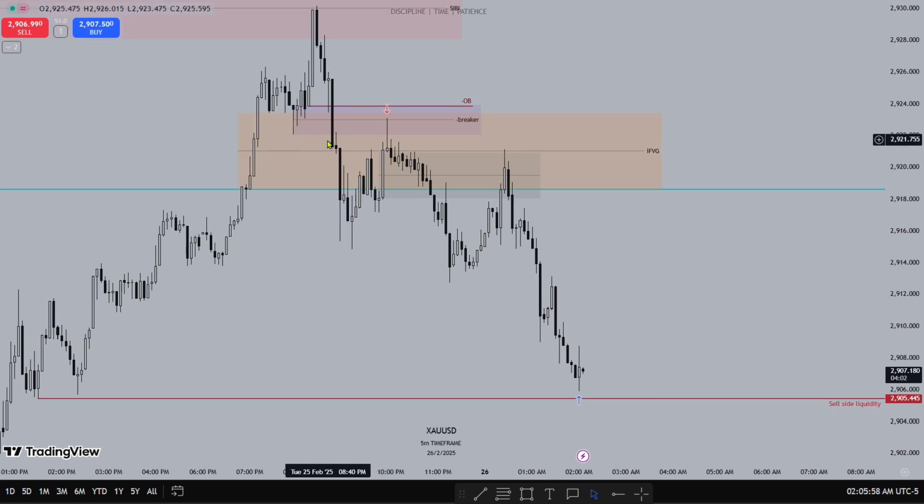So if you have an inversion level, inversion fair value gap, and you have a breaker, what do you do? You use the wick of the breaker as your entry. You don't use the body. Look at how price didn't even go to the body. That's the body. Price didn't go there.